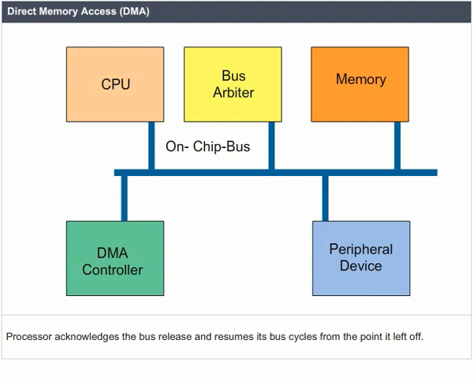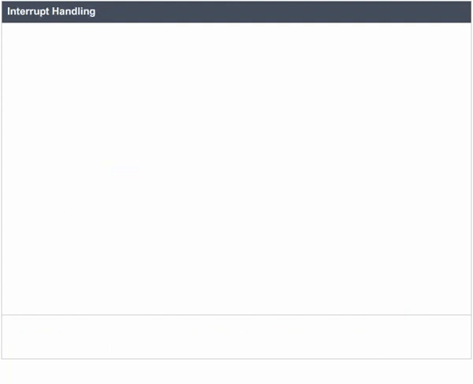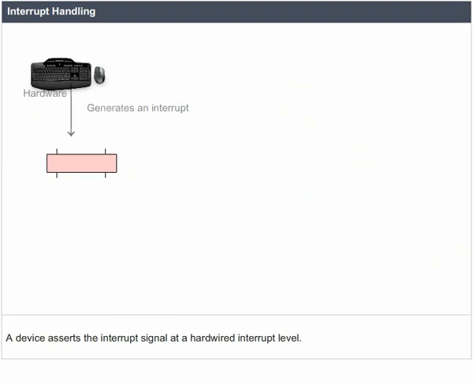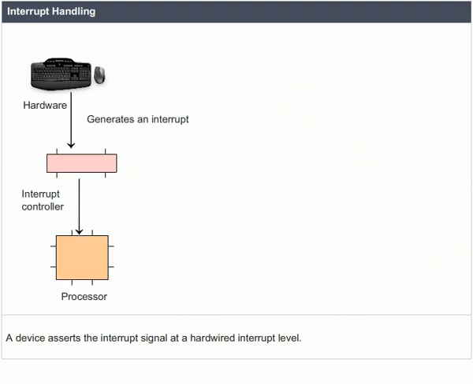Interrupt handling. Here we describe interrupt handling in a scenario where the hardware does not support identifying the device that initiated the interrupt. In such cases, the possible interrupting devices need to be polled in software. A device asserts the interrupt signal at a hardwired interrupt level. The processor registers the interrupt and waits to finish the current instruction execution.